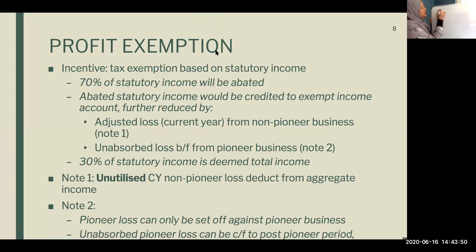I say that you have statutory income, right? Let's say that your statutory income is 100,000. Then you know that 70% is abated, and 30% will be deemed income. You're going to divide this statutory income into 70 and 30%. So 70% abated is 70,000. But this amount will be reduced if you have any current year loss from your non-pioneer.